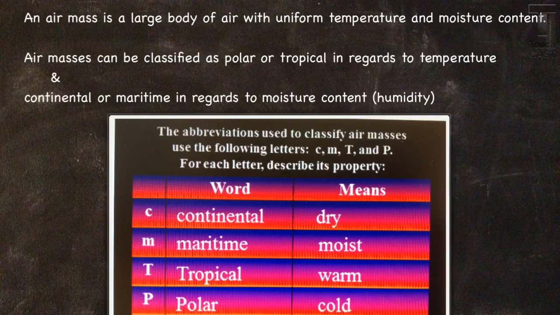An air mass is a large body of air with uniform temperature and moisture content. Air masses can be classified as polar or tropical in regards to their temperature, and continental or maritime in regards to the moisture content or humidity. You can see abbreviations in this chart below. Each one of these words, the name of the air masses and what they mean, will be important later on in some lessons that we'll be doing in class.